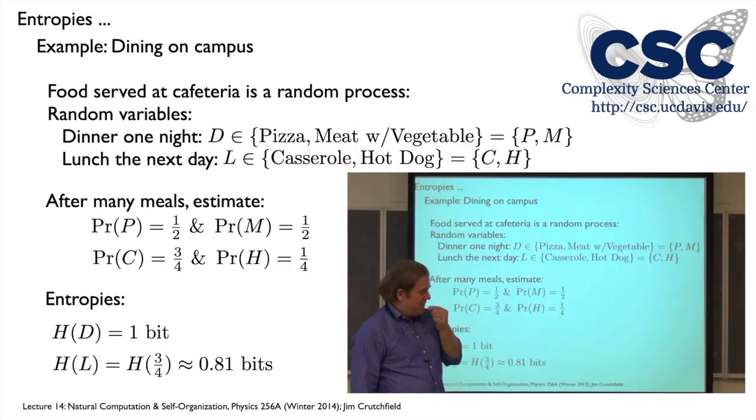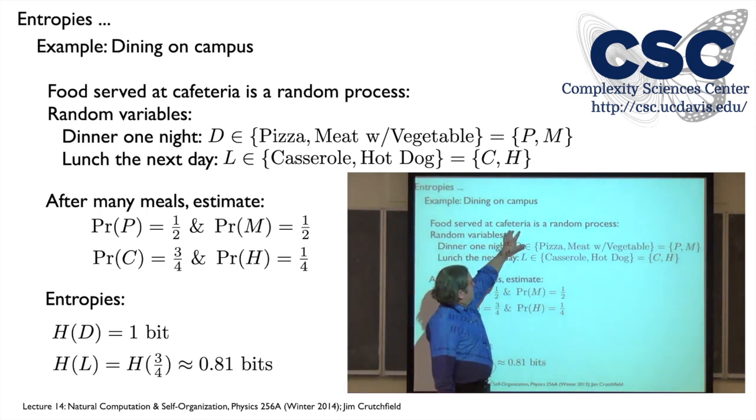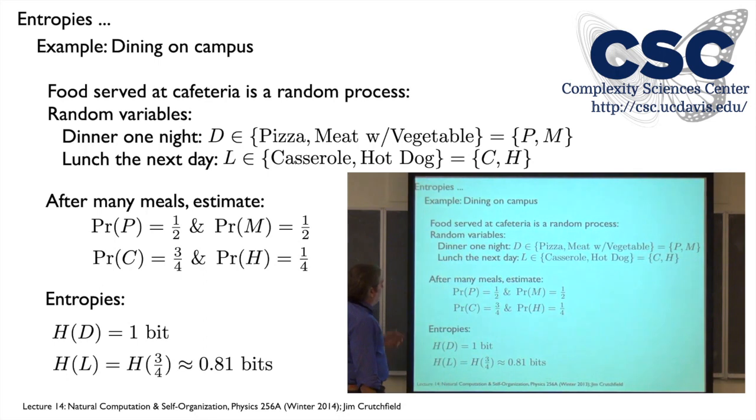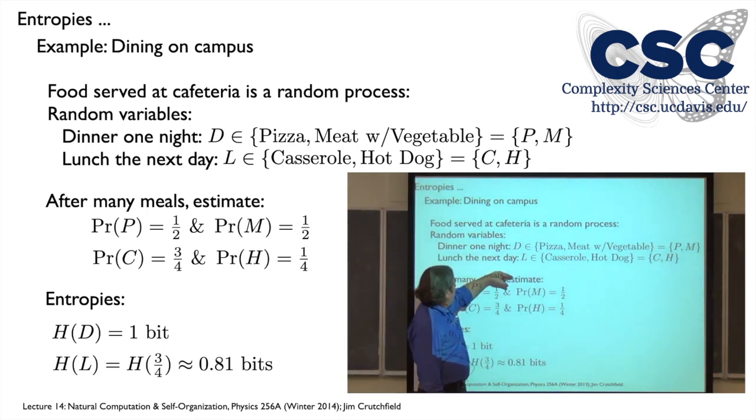So here's an example. If you're an undergrad trapped on campus in one of the dorms, you go very regularly to the cafeteria. And so, of course, the food served at the cafeteria is a random variable, right? Lunch, dinner, breakfast, whatever, you never know. So the random variables we're going to talk about are dinner one night, and then lunch the next day.